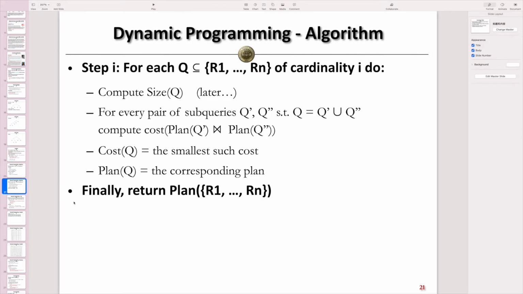So on the previous page, we mentioned how to define a dynamic programming-based algorithm for optimizing queries. In this step, one important part is to compute the cost for this Q. We mentioned we enumerate all the potential combinations of Q prime and Q prime for computing the cost of this Q. The question here is how to define the cost of plan Q prime joins plan Q prime. How to define this term?